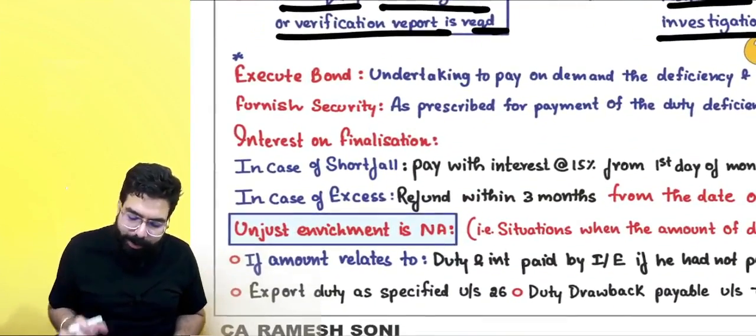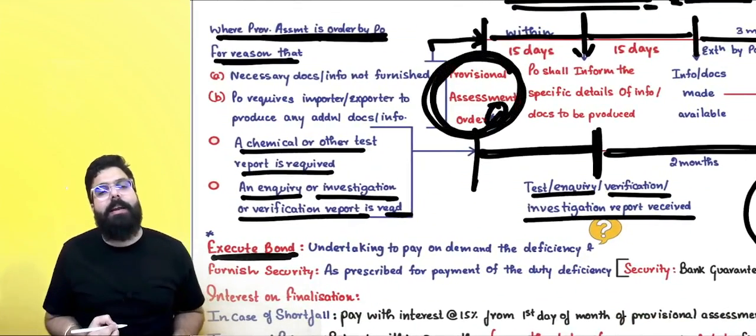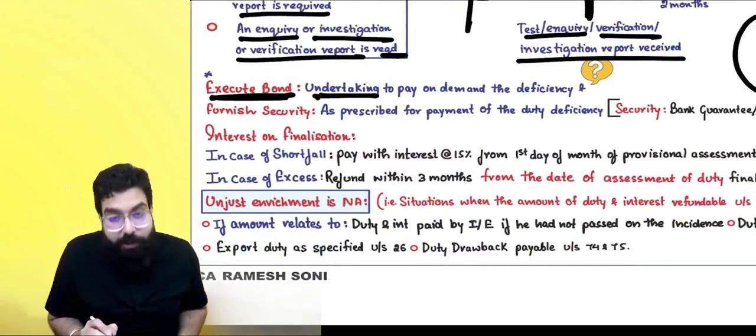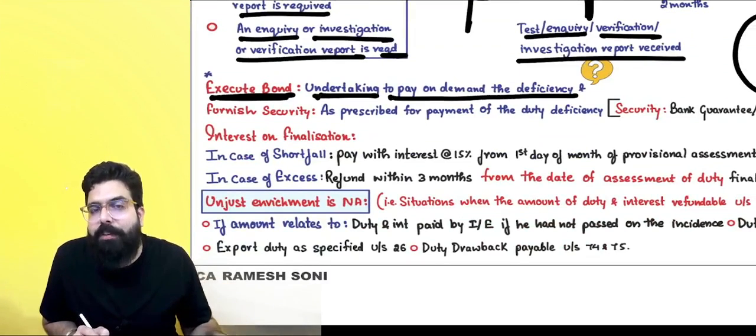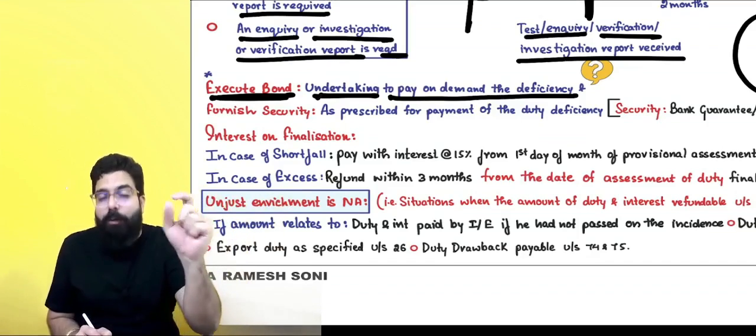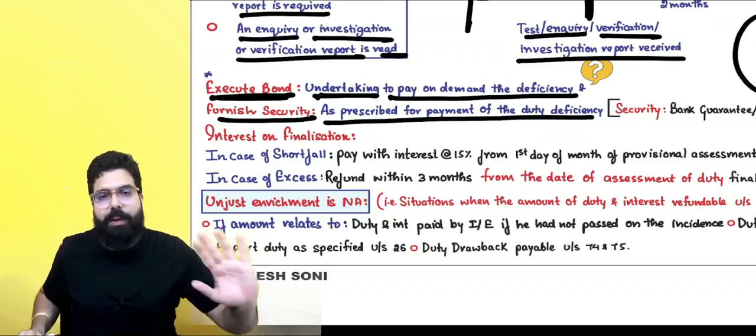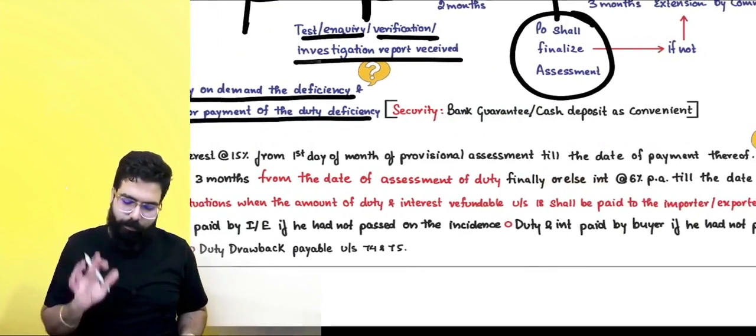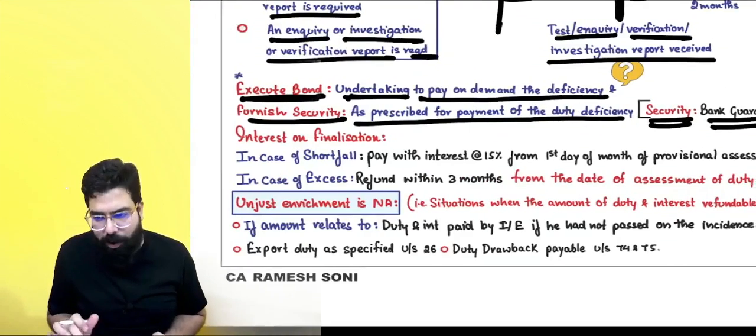Now, always remember one thing, execute a bond means whenever the provisional assessment is done, at the time of provisional assessment, the officer will ask you for a bond. So what will the bond say? The bond is an undertaking to pay on demand the differential. Basically, when the finalization is done, whatever the differential duty deficiency is there, for that they will take a bond and also take a security as prescribed. Means the proper officer will tell you how much security he wants for the payment of the differential at the time of finalization. Security is always a bank guarantee or a cash deposit as convenient. Okay, sir, point is clear.